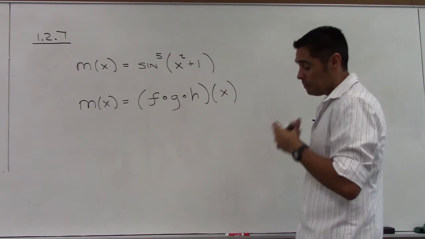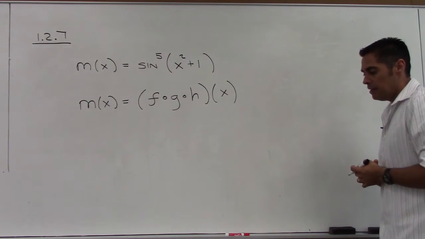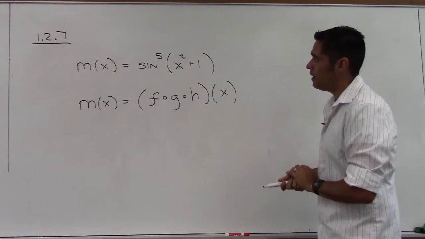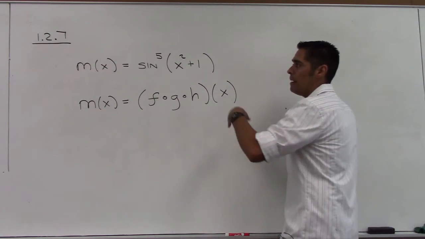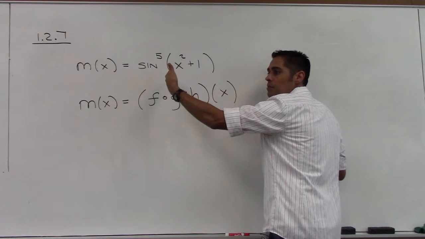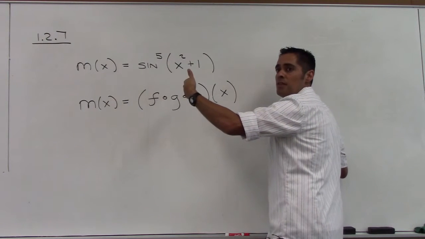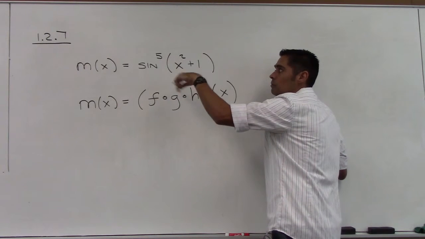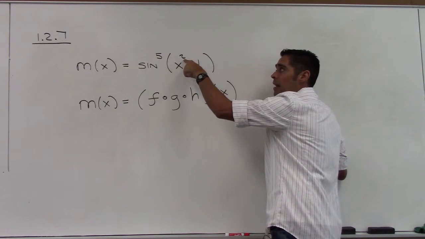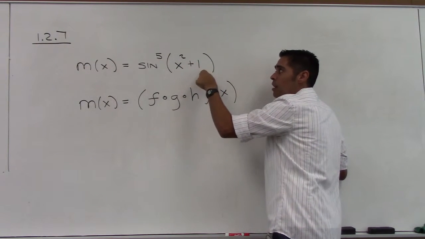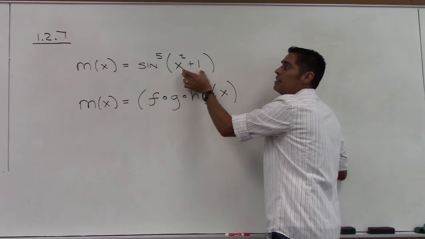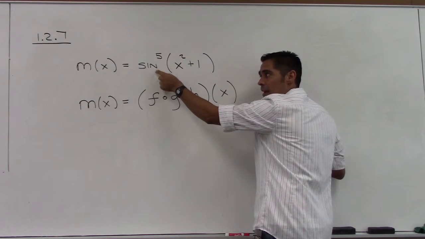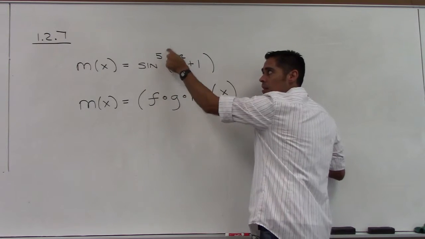So let me again try it from the outside in. The way you can figure out what the outside function is, is to imagine that you have to plug a number into this. If I had to plug a number into this, what would be the first thing that I would do? I would square it and then add 1 and then take the sine and then to the 5th power.